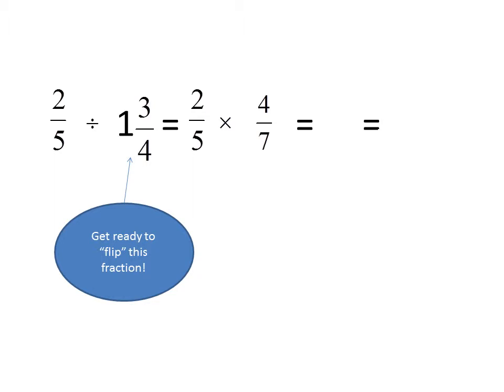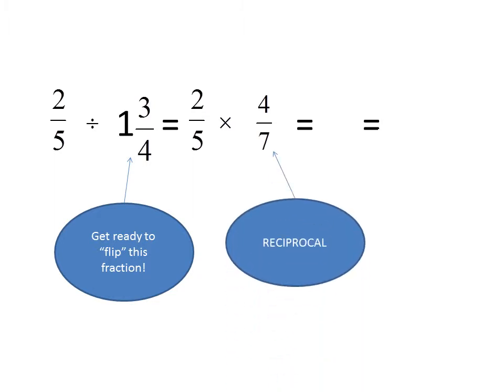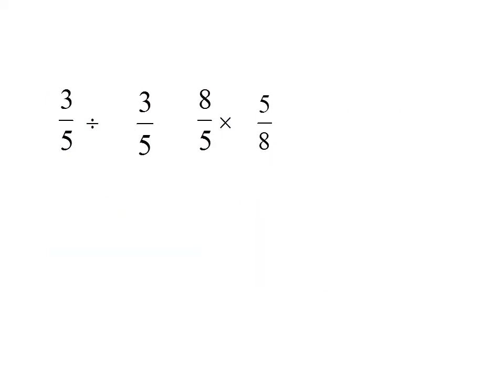So the 4/7 is, you're right, the reciprocal of 7/4, which is 1 3/4 as an improper fraction. Just multiply across. 8 is 4 times 2, and 5 times 7 is 35. And that's in simplest form. Let's try one more.